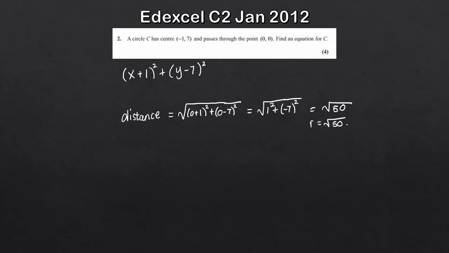Now I wouldn't bother simplifying this square root. The reason for that is because we write this in the form r squared. So r squared in this case would just be root 50 squared, so r squared is just going to be 50. So in that case, the equation for C is going to be x plus 1 all squared plus y minus 7 all squared is equal to 50 there. Okay, so a nice easy standard question to just get us started. Hopefully there's no issues there.